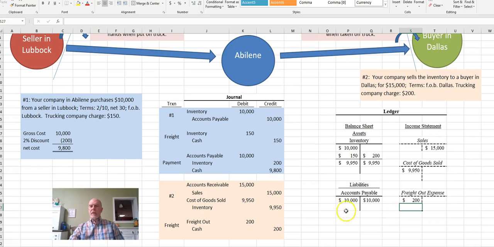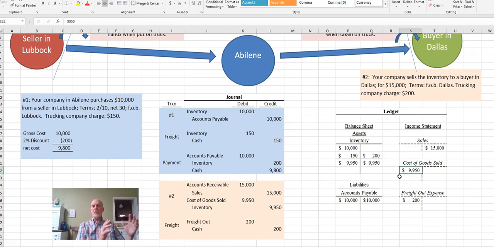Notice this too, that freight out is an expense. Well, freight in, remember, went to the cost of the product. Anything included in the cost of the product will sit in the inventory account until we sell it. And then when we sell the product, that entire cost goes to cost of goods sold. So all of it eventually gets to an expense account. Remember, cost of goods sold is an expense.